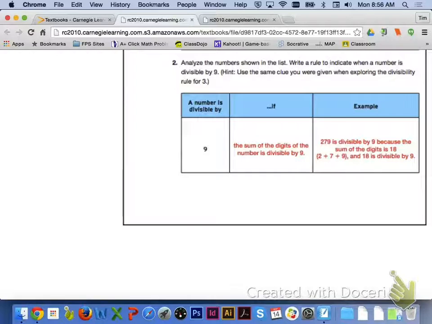So if we looked closely at the 5 numbers in the table that were divisible by 9, you can see that the sum of the digits of the number are also divisible by 9. So if we look at the example, we have 279. We know that if we add all those digits up, we get 18. 18 is divisible by 9, so 279 is divisible by 9.